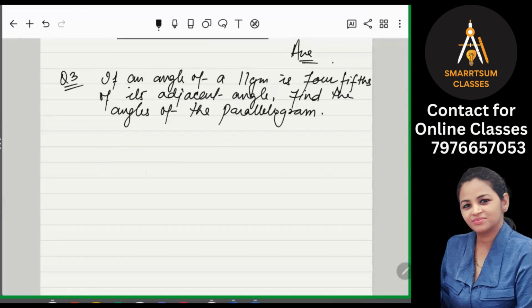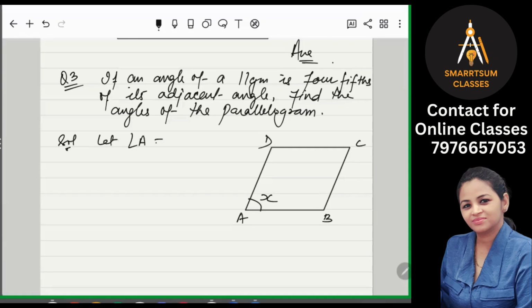So in this question number 3, there is a parallelogram, right? Suppose we can draw a parallelogram here. Okay, this is a parallelogram ABCD. And here, one angle and its adjacent angle is 4/5. Means one angle is 4/5 of its adjacent angle. Getting it? Right? So you can take any angle. Suppose this angle is X, right? We have taken it as X. Let angle A is X, right?